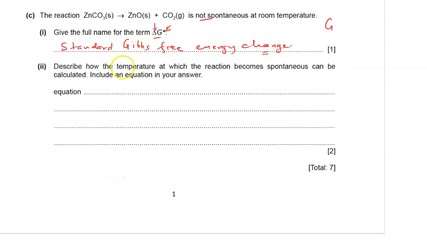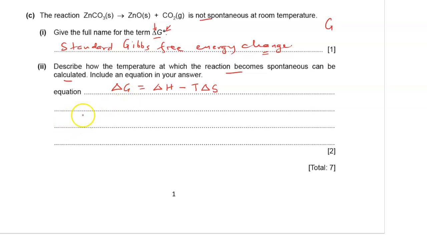Part 2 of C: describe how the temperature at which the reaction becomes spontaneous can be calculated. Include an equation in your answer. The equation is always going to be standard Gibbs free energy change is equal to enthalpy change minus temperature multiplied by the change in entropy of the system.